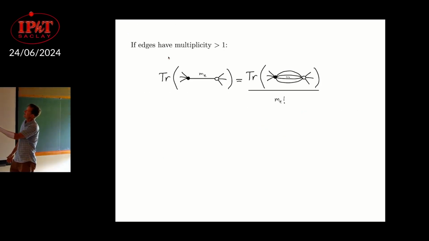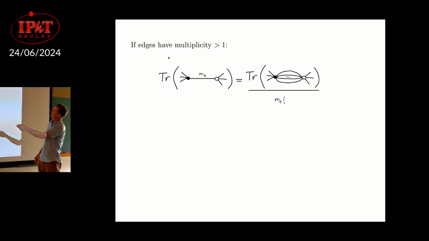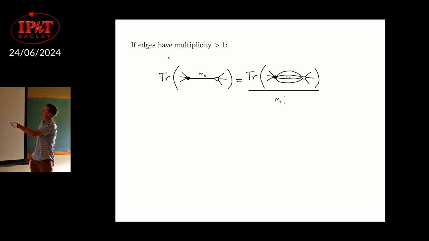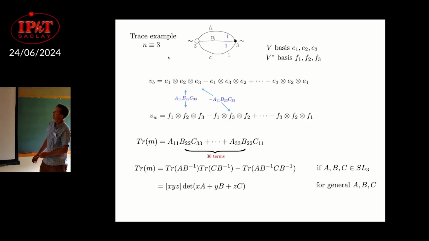Oh yeah, and if the edges have multiplicity bigger than 1, what do you do? Well, you just take your graph and replace an edge of multiplicity m by m parallel copies, and then you take the trace now, and then you divide by m factorial. So that's not a big deal. Okay.